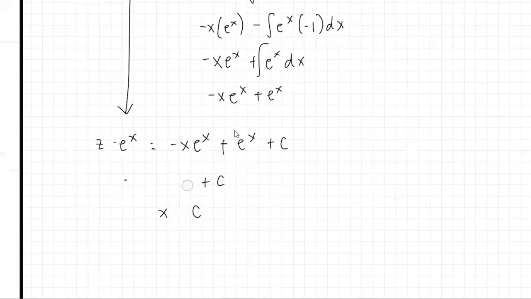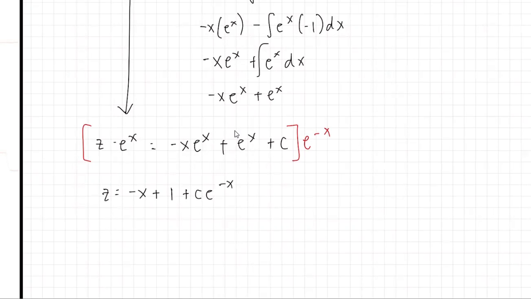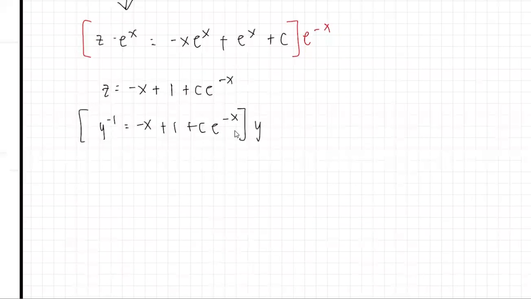Okay, i-simplify natin muna to. So, z, multiply natin lahat by e negative x. Okay? Yung z is equals to negative x plus 1 plus c e negative x. Then to magiging y negative 1 equals negative x plus 1 plus c e negative x. Multiply natin both side by y. So this will be 1 is equals to negative xy plus y plus c e negative x y.